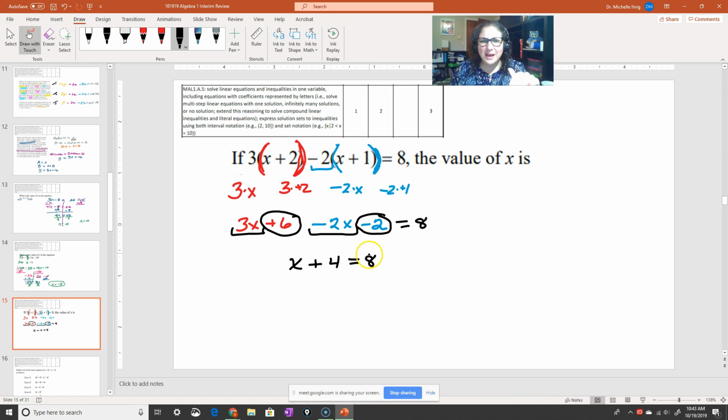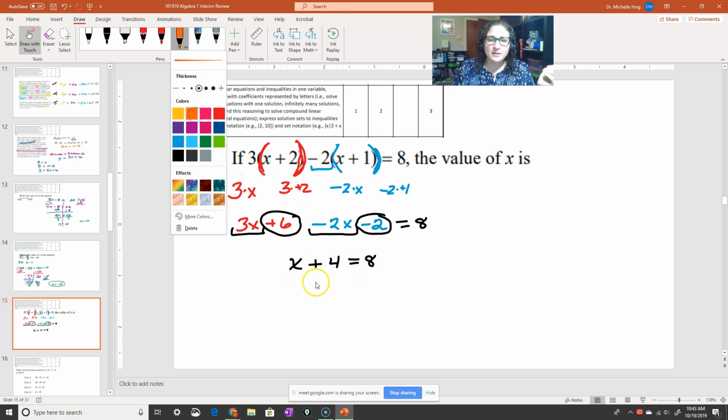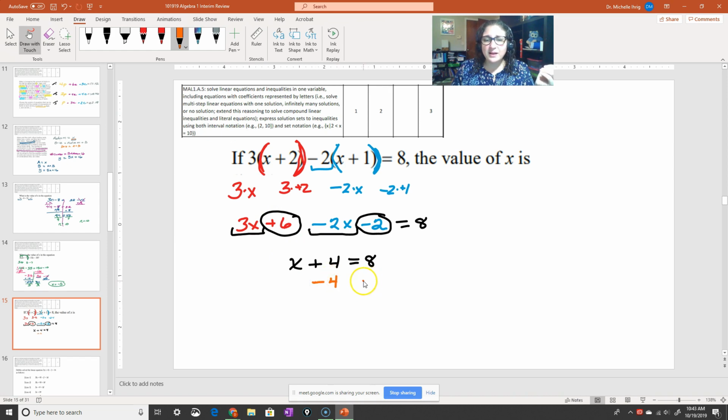Now, simple one step. The opposite of adding 4 to both sides is subtracting. So I'm going to subtract 4 from this side, subtract 4 from this side. These cancel, and I'm left with x equals 8 minus 4, which is 4. And then this problem is done. So really, it's about just taking your time, one step at a time.